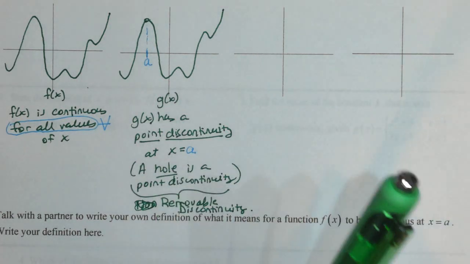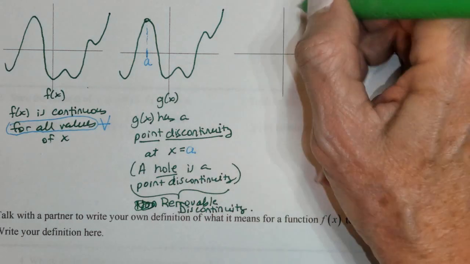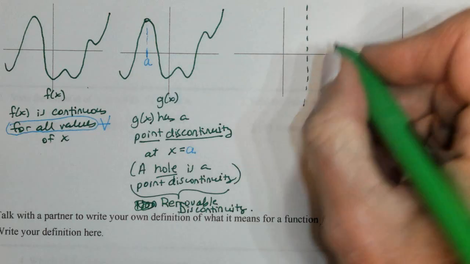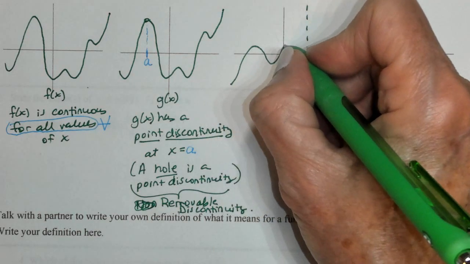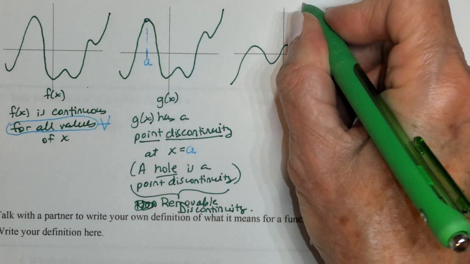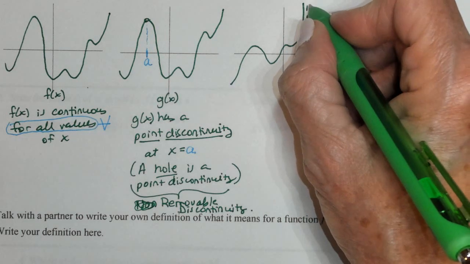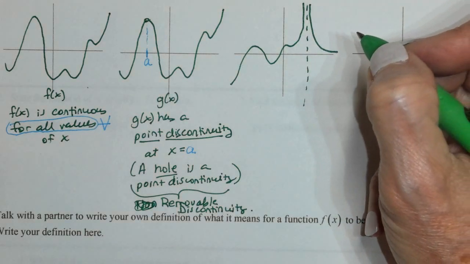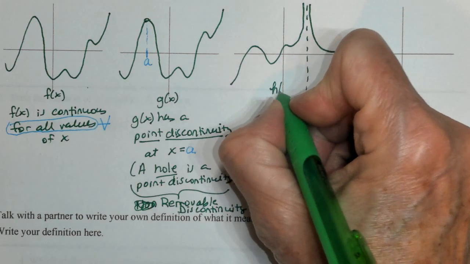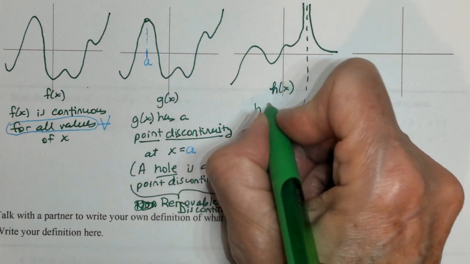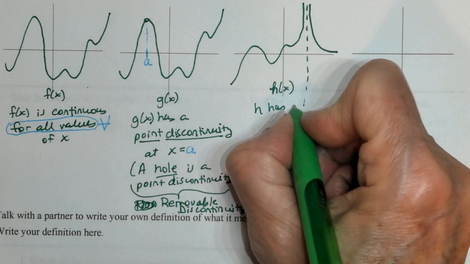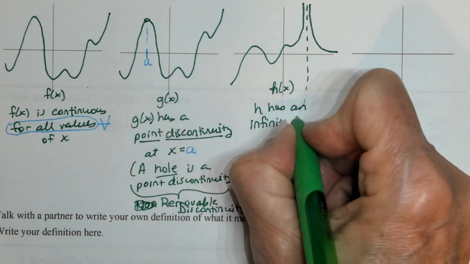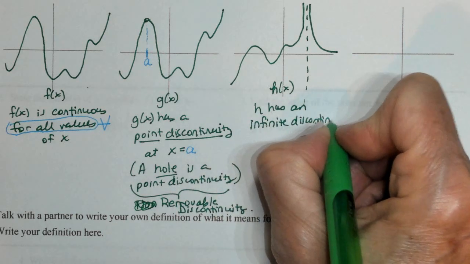Another type of discontinuity would be if you have a vertical asymptote somewhere. Let's say that we have some function going along fine, and then it has an asymptote coming this way, and maybe it has an asymptote going this way. Let's make this one more simple. We'll just have it go like that. This function, which I will call h of x, has what is called an infinite discontinuity.